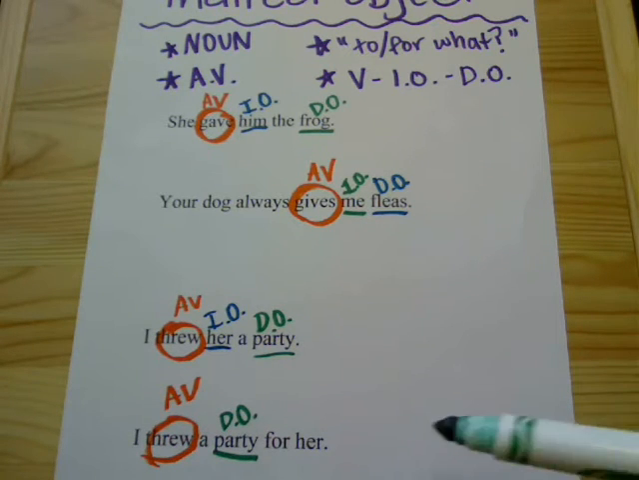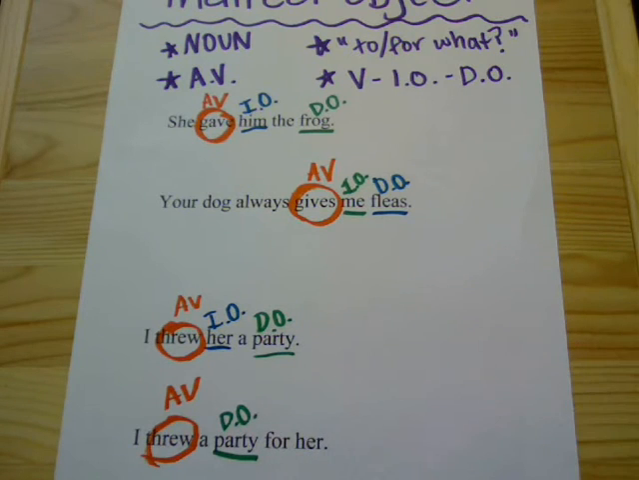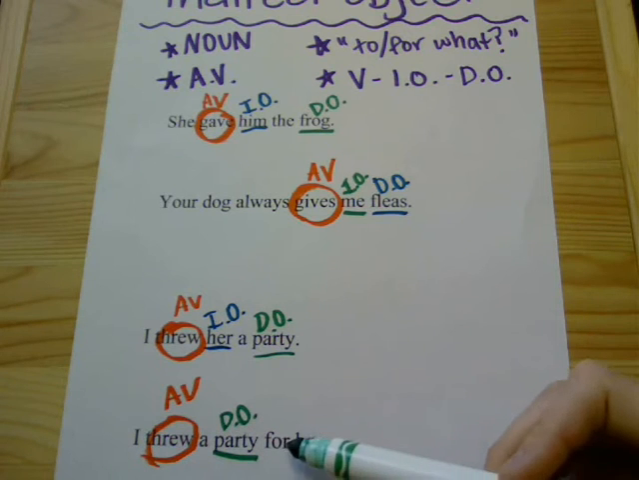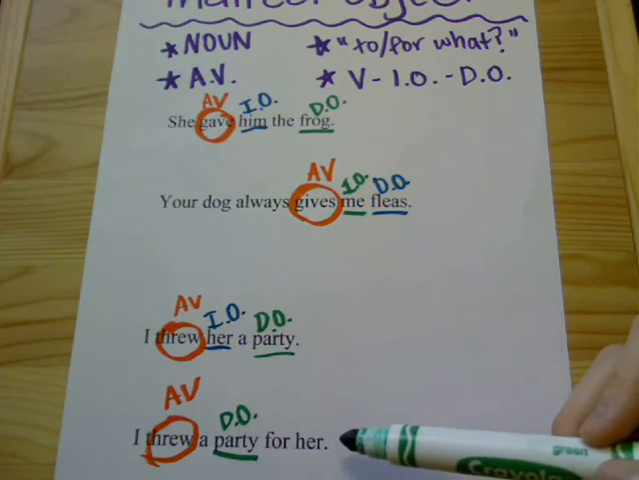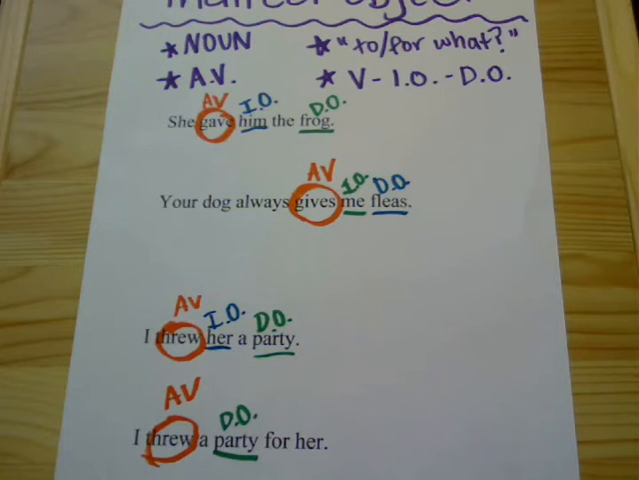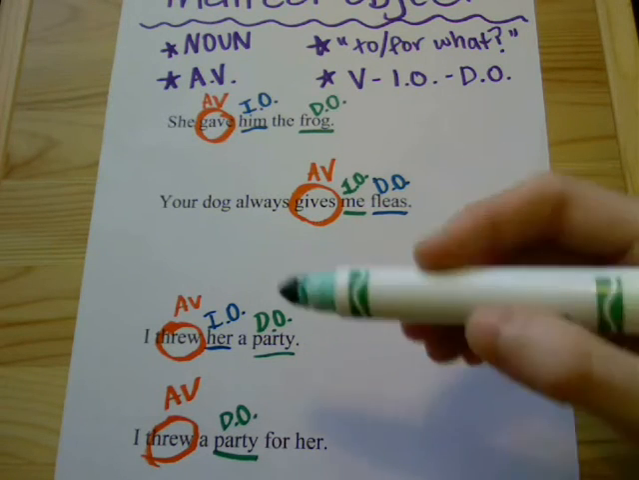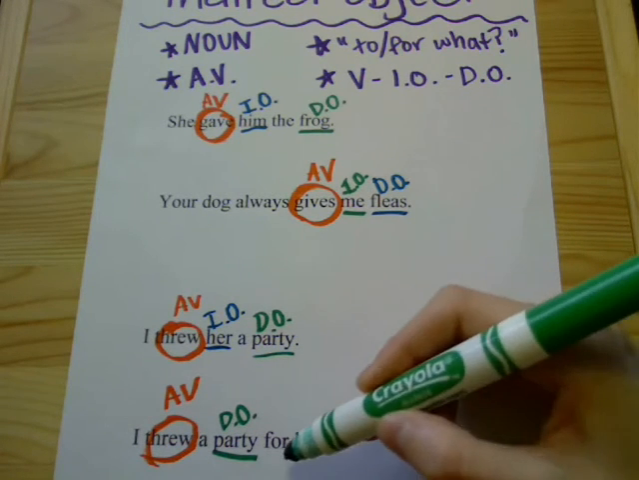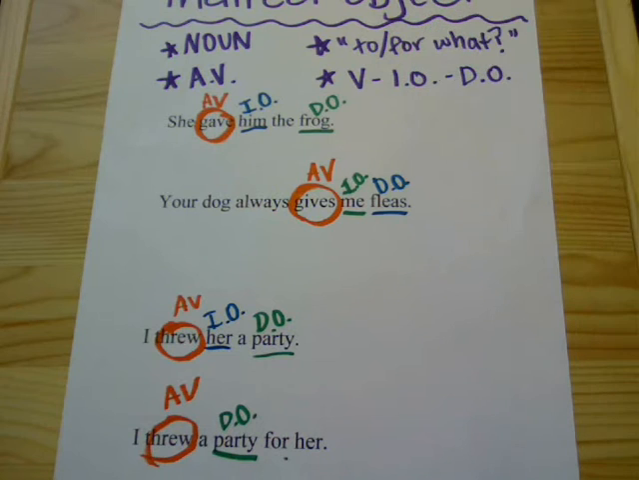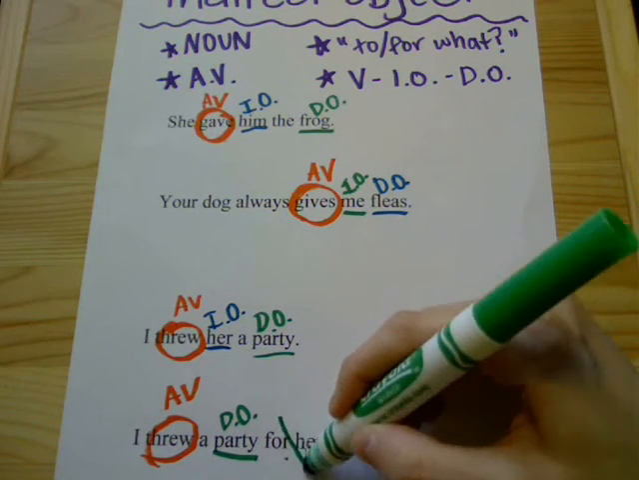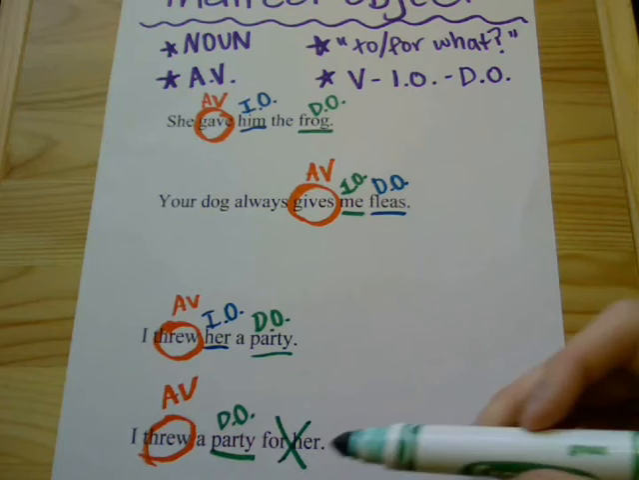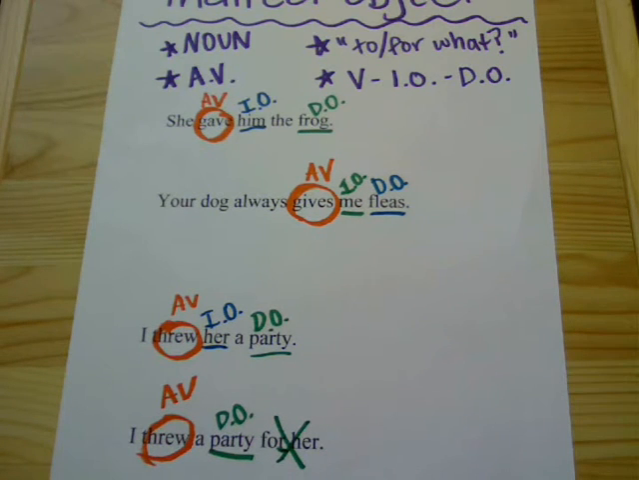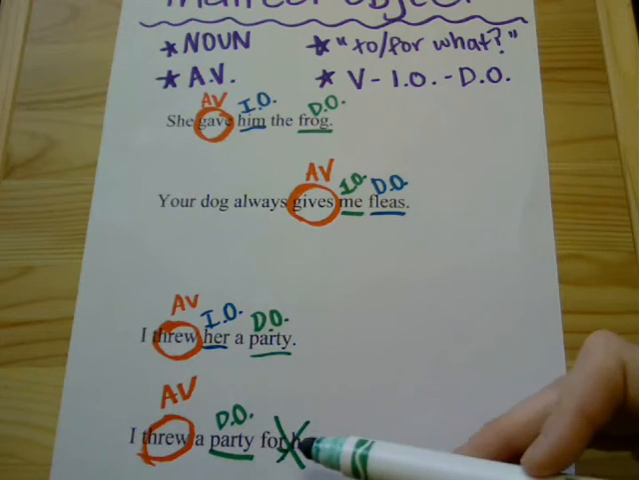Now, I'm sure you're asking, but doesn't this answer the question, to or for what? Right? I threw a party to or for what? Well, I threw a party for her. And you're wondering, why isn't her an indirect object? Well, in this case, we have a preposition right here. And when you actually have the preposition to or for, you don't have an indirect object. It becomes an object of the preposition because you have a preposition right here. And we're going to get into that in the object of the preposition video. So you can watch that video to find out a little bit more about this.